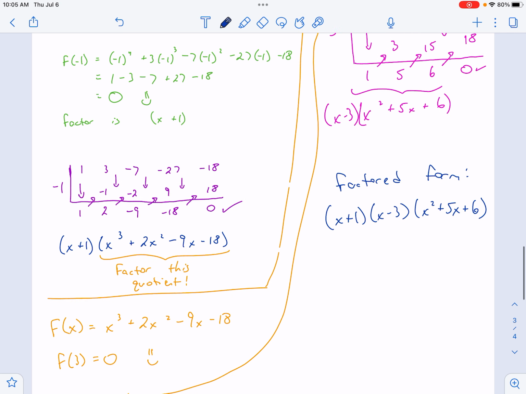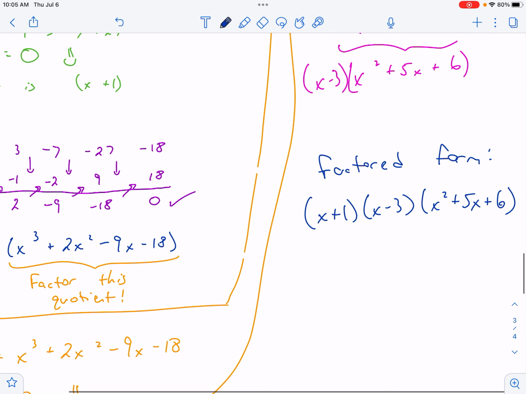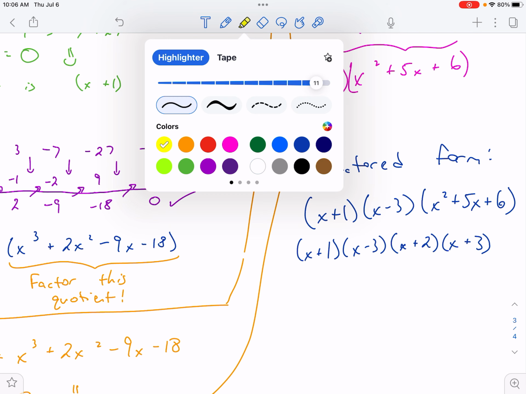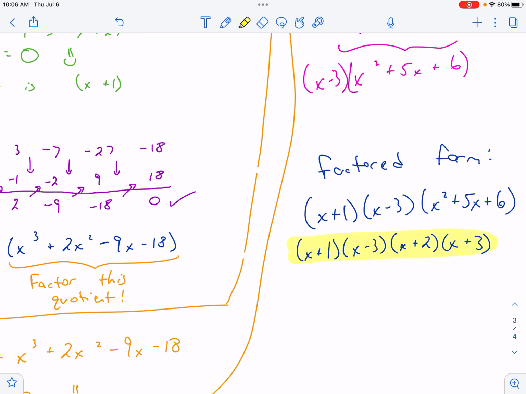Okay, and now we've hit a quadratic, and so we can think to ourselves, okay, is there any way that we can factor this, 2 numbers that add to 5 and multiply to 6? The answer is yes. The answer is 2 and 3. So I'm going to go ahead and factor that again to get our fully factored form. So I'll have an x plus 2, and I'll have an x plus 3. And that is our fully factored form.